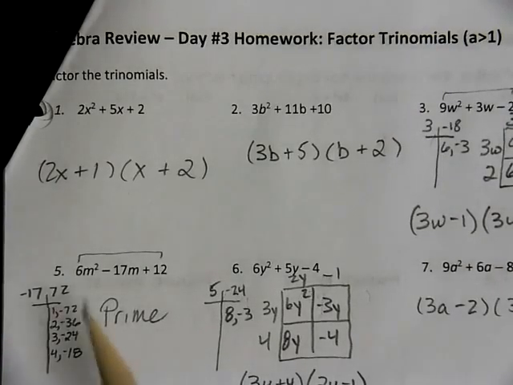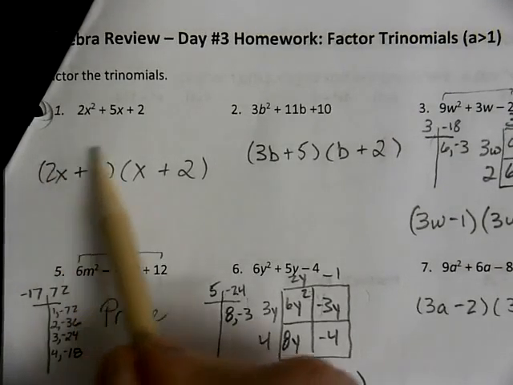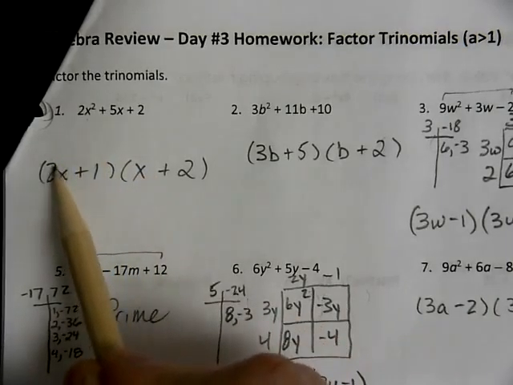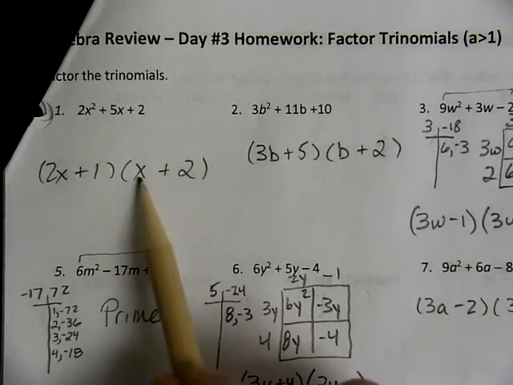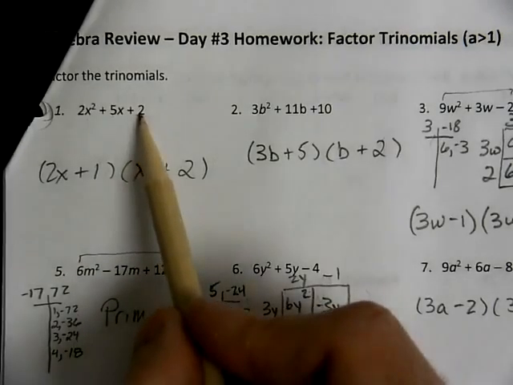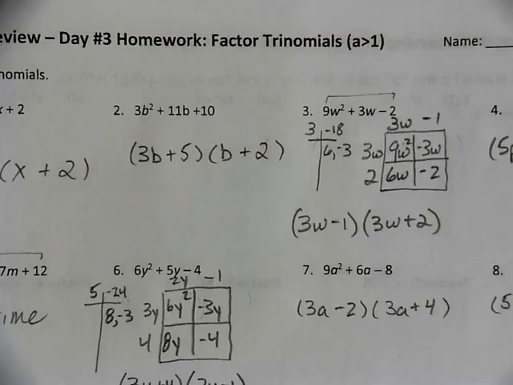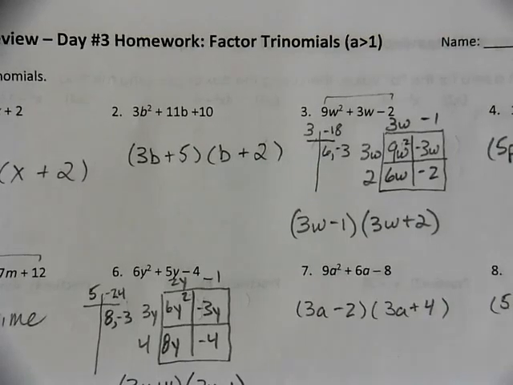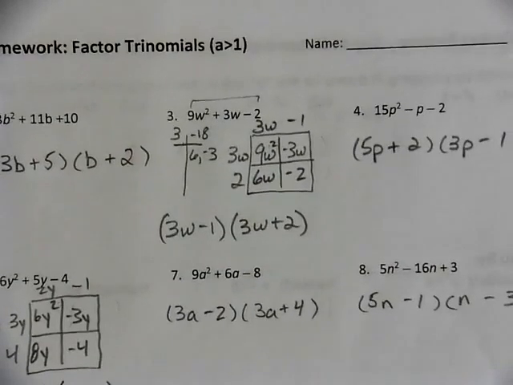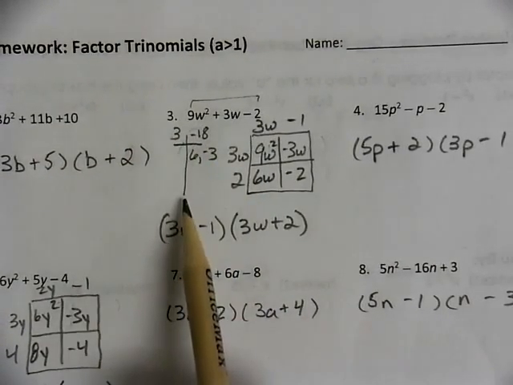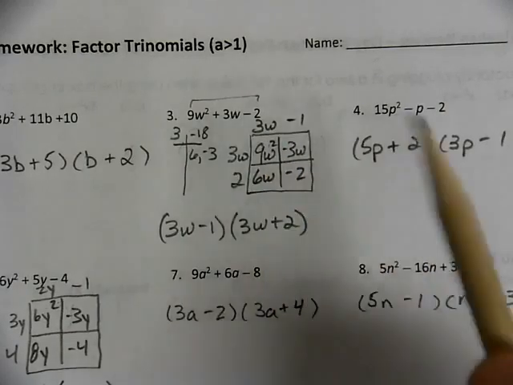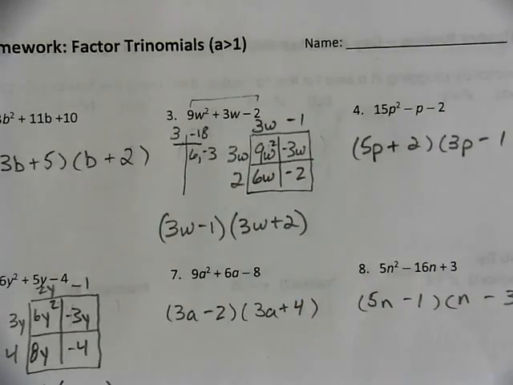Check your answers. You can always FOIL this back together. 2x and x make 2x squared. 4x and 1x makes 5x. And 1 and 2 make 2. Some of these you might be able to do by guess and check. And other ones you might need to do by making your table, using the box method perhaps. That's a type that we talked about in class.